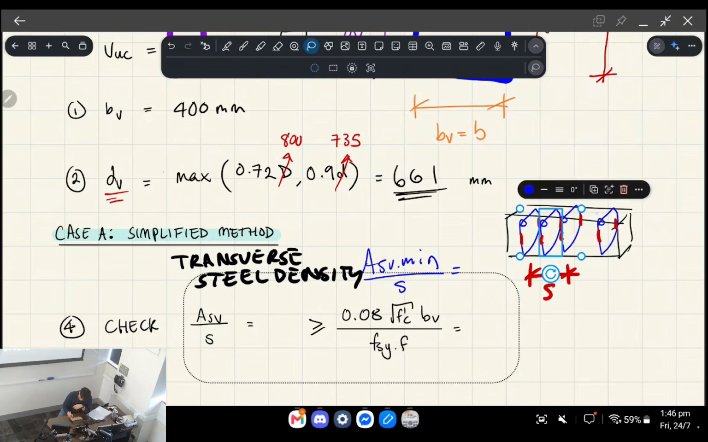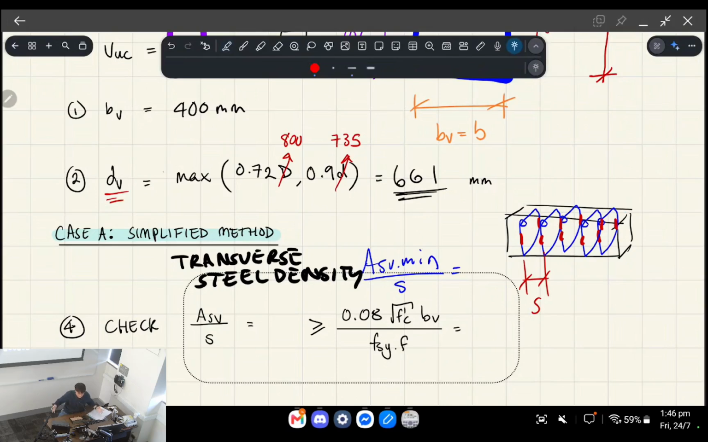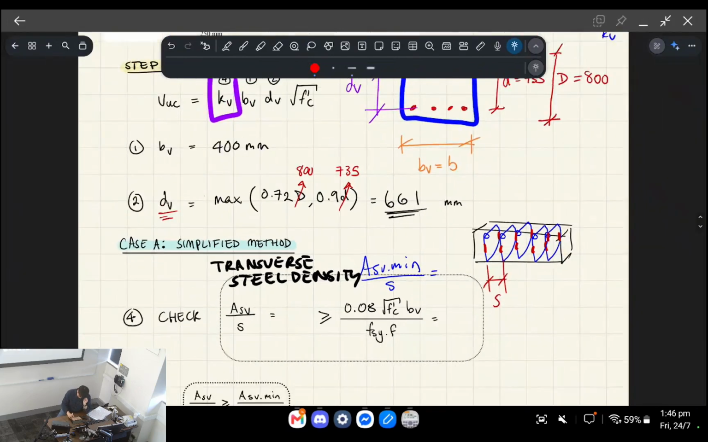If I halve the spacing, right, but I keep it as the same area, so now spacing has become halved. That means I've got twice as much reinforcement in my overall beam, right? So when you have a higher density by halving the spacing, that's what really matters, okay? So the ratio of ASV to the spacing. Does that make sense? I feel like it doesn't make sense to some people. Is it okay? Okay, all right.